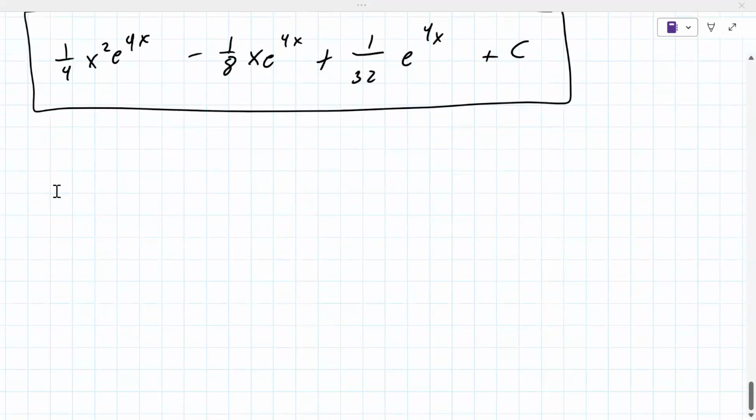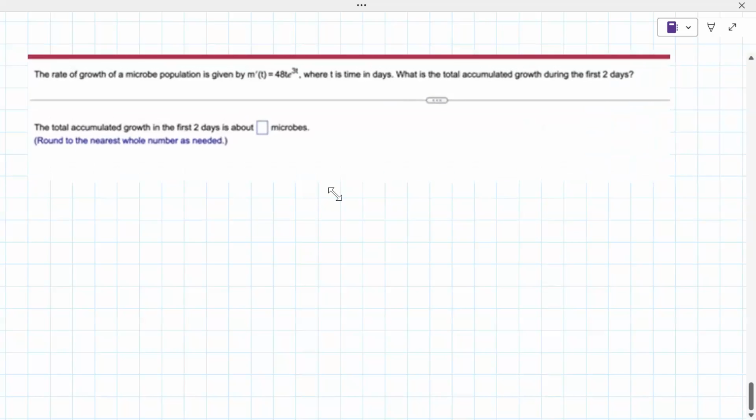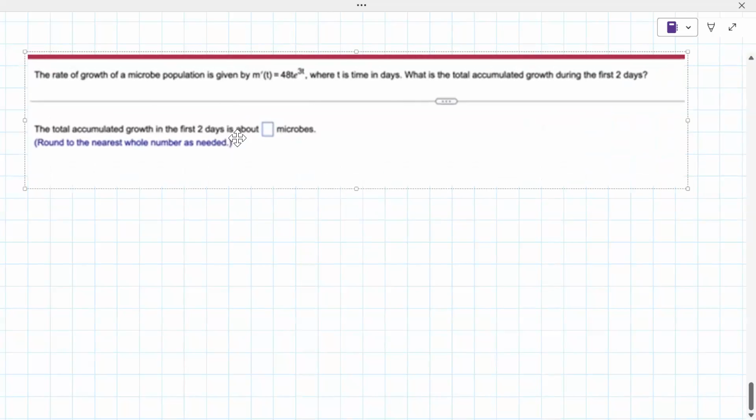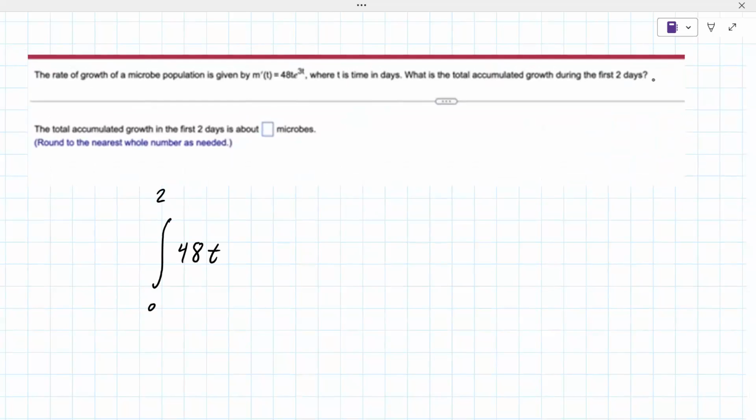Next question here is a calculator problem. So they give you some sort of function. They want to know the total amount accumulated in the first 2 days. You're going to find the integral from 0 to 2, 48t e to the 3t dt. So you're basically grabbing this function and you're just integrating it from those two bounds, 0 to 2. And then from here, go right to the calculator.